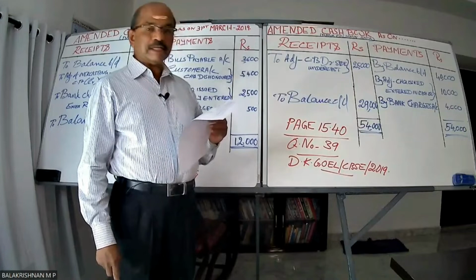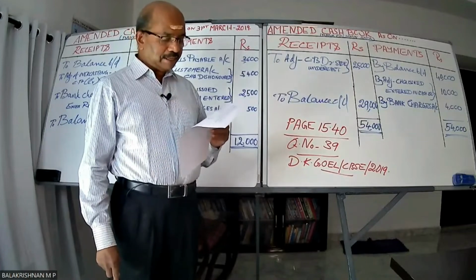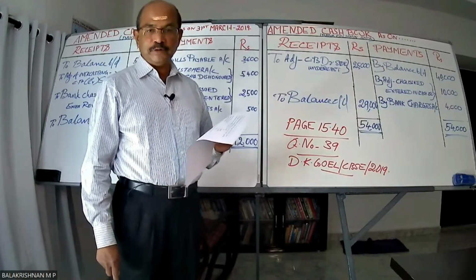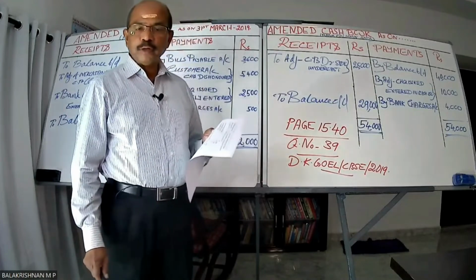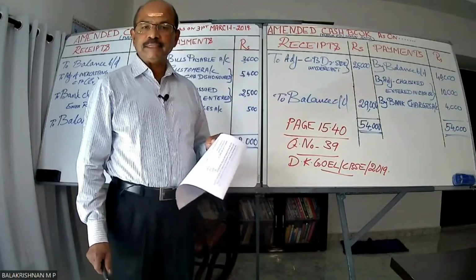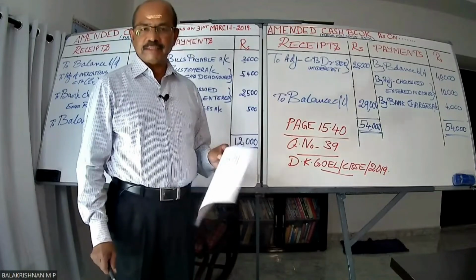You have been given the following additional information here. The debit side of the cash book bank column has been undercast by rupees 25,000. In other words, you have shown 25,000 rupees less on the debit side.